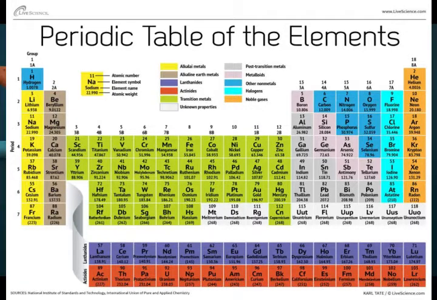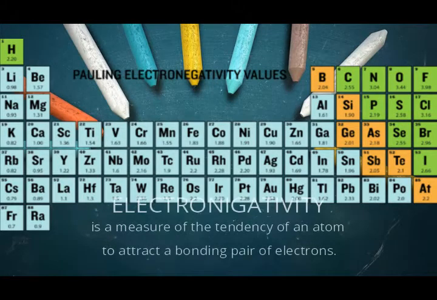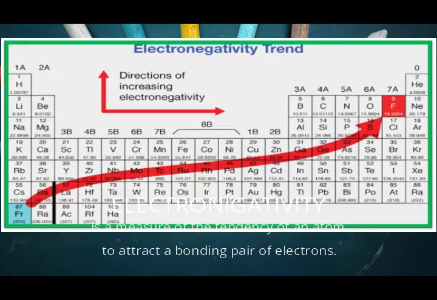I know that you are really familiar with this, so be ready class because we're going to use a periodic table of elements to determine the electronegativity of specific elements. So what is electronegativity? Electronegativity is a measure of the tendency of an atom to attract a bonding pair of electrons. As you can see, there are electronegativity values for the specific elements. The following skill will let you understand how to use this value.